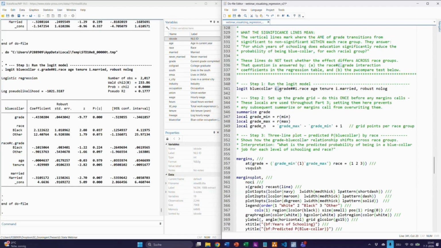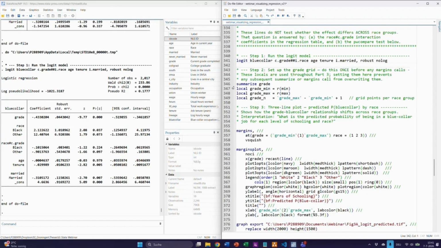And the c. means that we have for grade a continuous variable, and for race we have a categorical variable. It is not continuous, and that's particularly important here, so that Stata does not treat race as a continuous variable. It has 1, 2, 3, but this is not a continuous variable. It doesn't mean 1 is higher or lower than 2, or 3 is higher than 2. It is distinct categories, and that's what I need to indicate here. So very important to not forget the i. prefix.